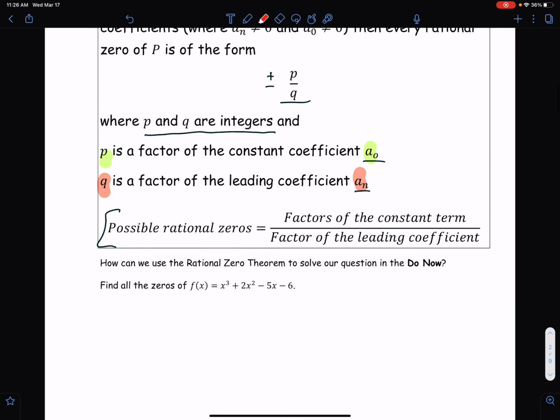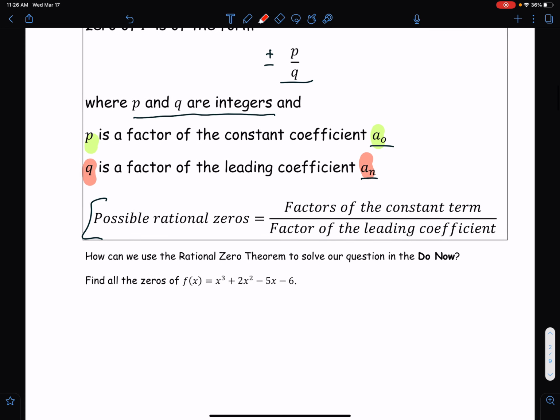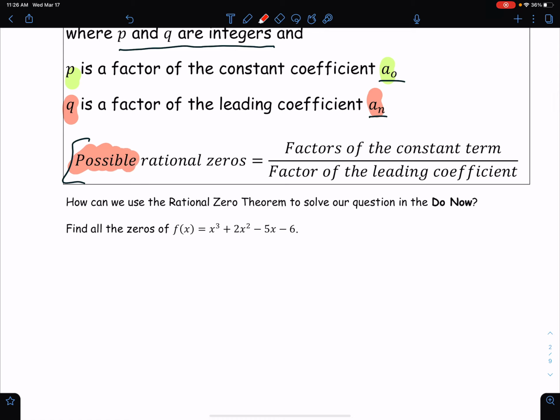And I want to stress also, these are all the possible or potential zeros. They're not all of the zeros. They're just the possible or potential ones. And we're going to want to break down the actual zeros from there. So let's first just look for all the possible zeros.